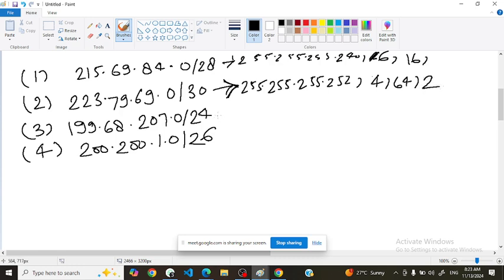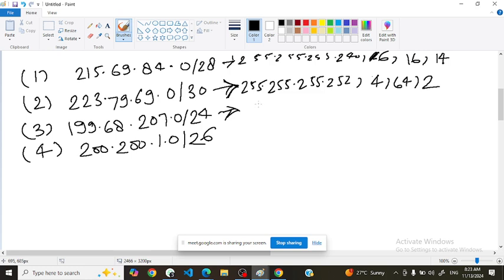Ravi Shankar, what is the number of valid hosts per network for the first question? Sir, number of hosts is 14. Valid hosts per network, 14 you are saying? Yes, sir, 14.